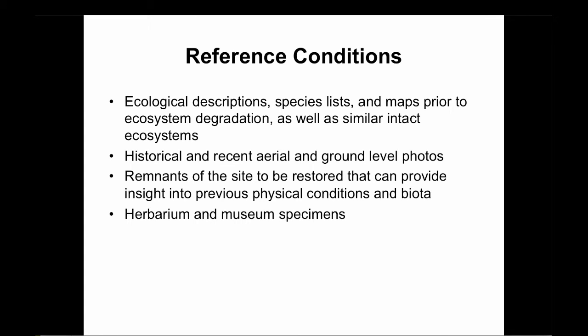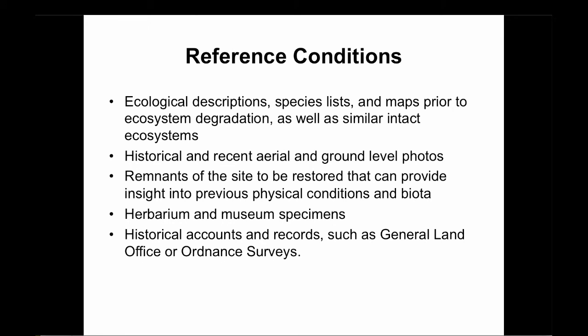We can also look at herbarium and museum specimens to give us an idea of what the species mix might have been, and the species composition and biodiversity levels may have been based on previous collections that were made 100 to 150 years ago. These can be really useful from that perspective to reconstruct that species list.